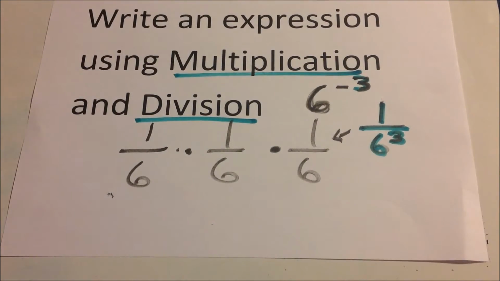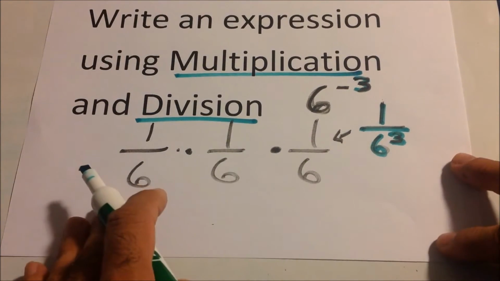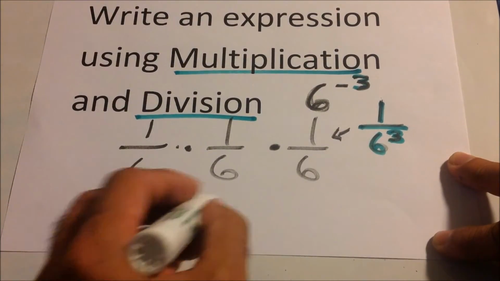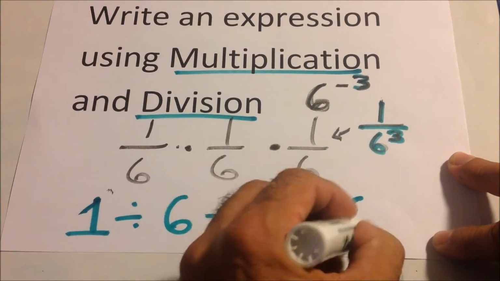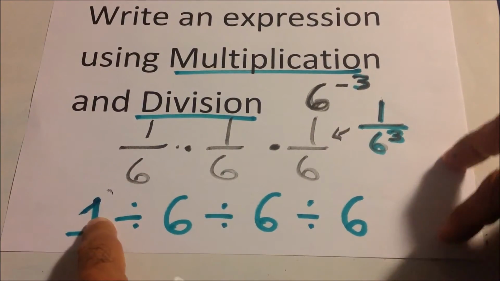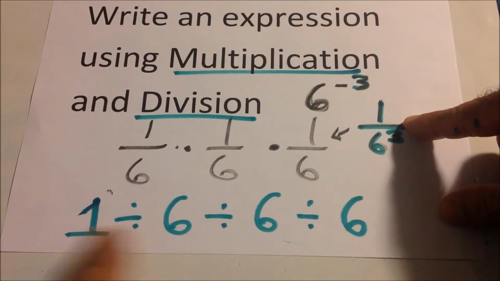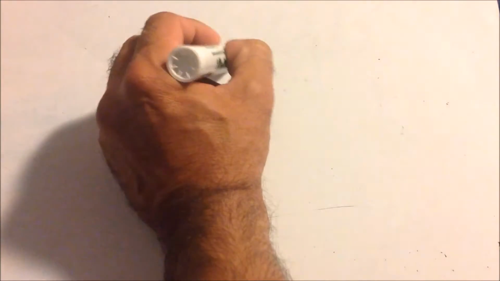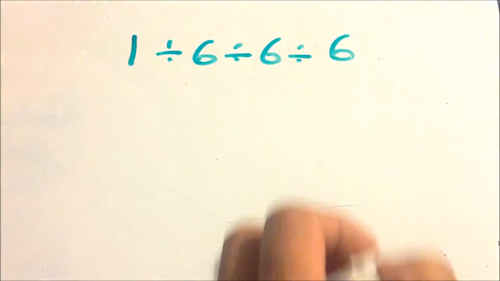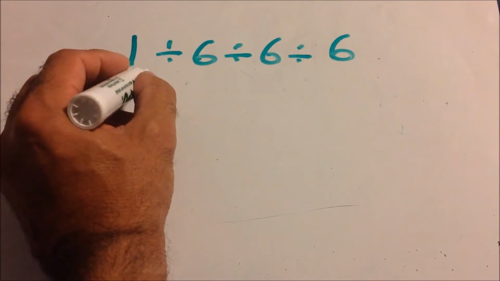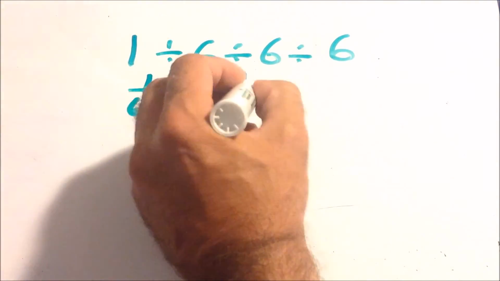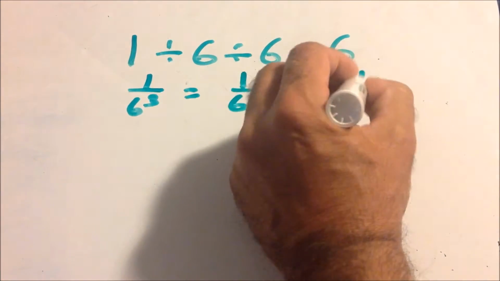So that's multiplication. Now division, it would turn out to be this. It would be 1 divided by 6 divided by 6 divided by 6. That's the division expression. So how do we get this? Let me explain that. So bring this up here. So this is what we had, 1 divided by 6 divided by 6 divided by 6. And we got that because we said 1 over 6 to the third power in multiplication is 1/6 times 1/6 times 1/6.